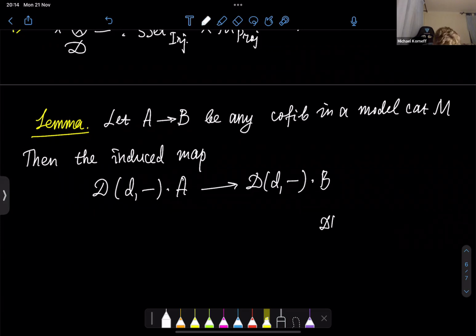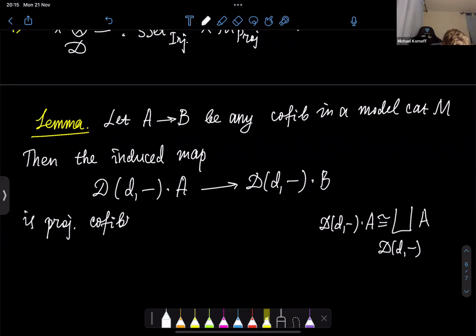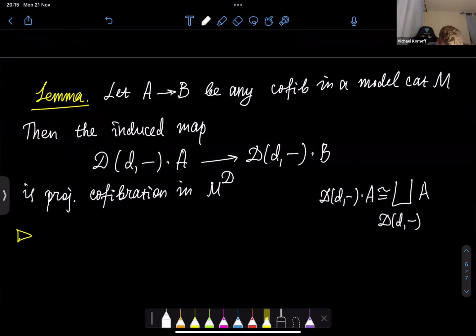For example, this term means that we have a coproduct over these arrows over copies of A. Okay, and this induced map is a projective cofibration in this category. Okay, the proof is very easy.